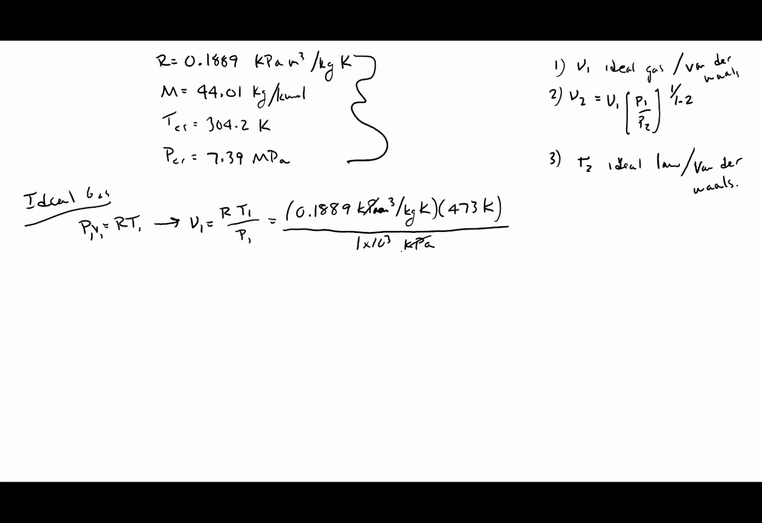The Kelvin cancels, so we're left with meters cubed per kilogram, which is the unit that we want because we're solving for a specific volume. So this is equal to 0.089 meters cubed per kilogram.